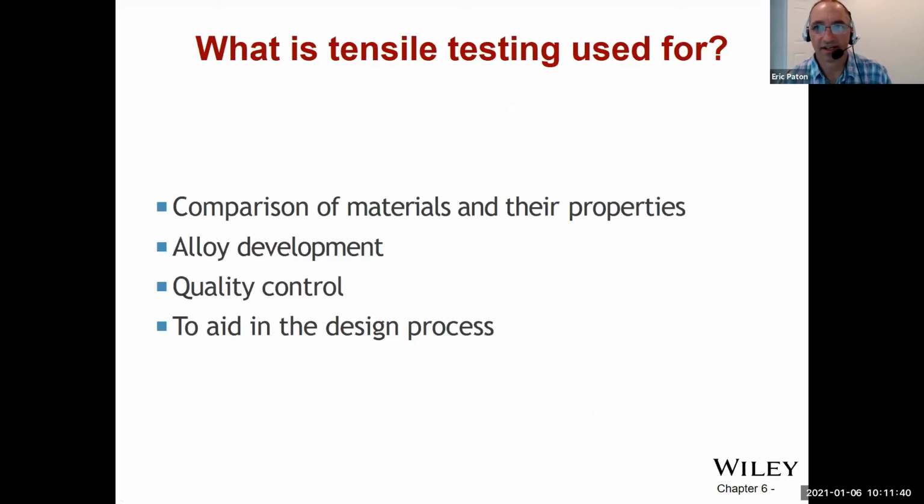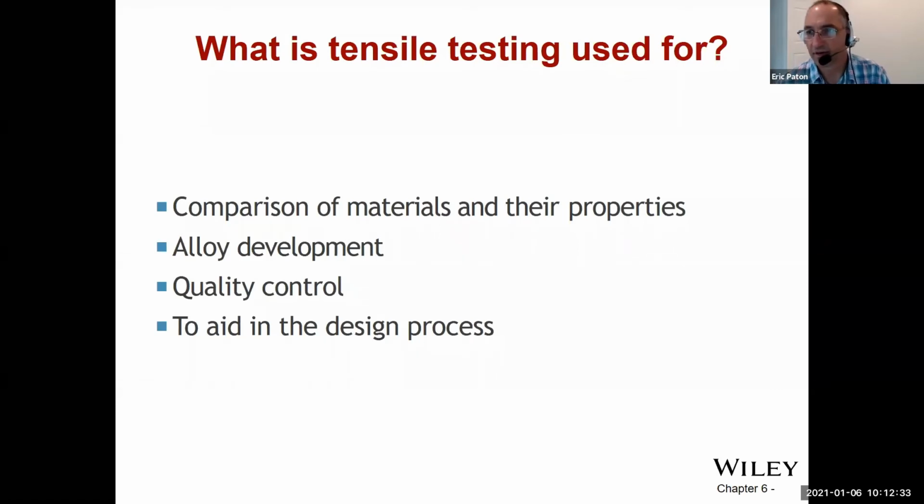So what is tensile testing used for? All right, quiz question alert. Some things that it's used for are comparison of materials and their properties, alloy development, quality control, and to aid in the design process. So for quality control, you might pull a coupon from the aluminum furnace and machine a tensile test specimen out of that aluminum, and doing that periodically, you can monitor the quality control of that aluminum refining process, right?